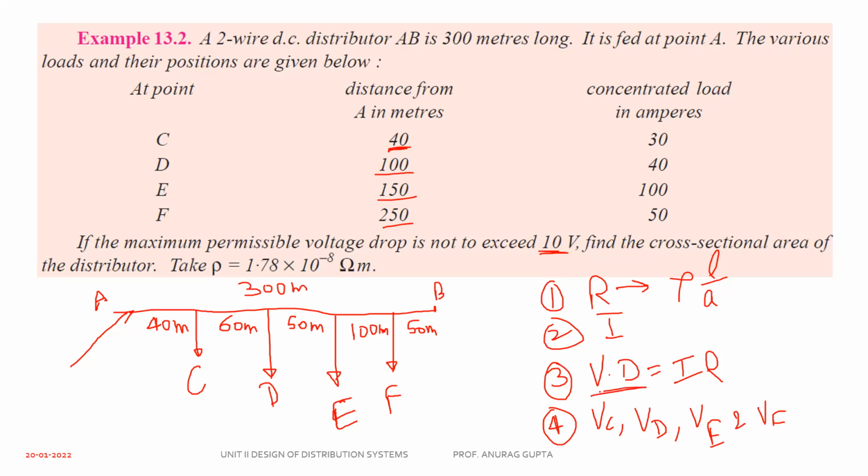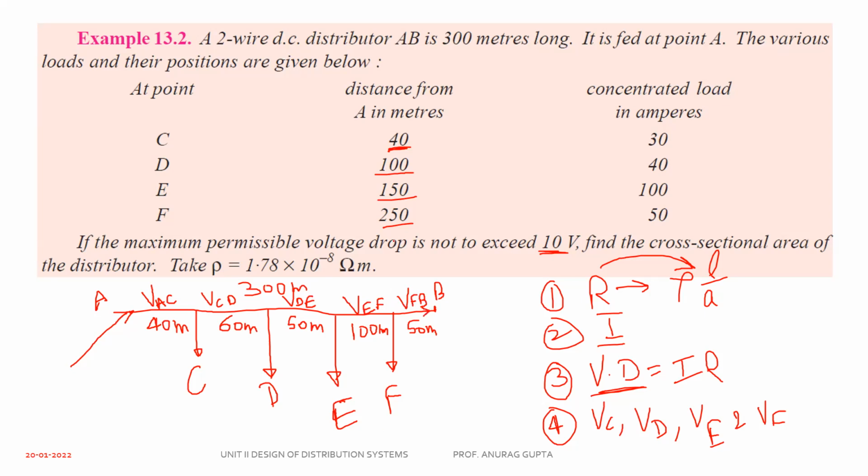Voltage drop, current and resistance have been given. So we have to find the resistance in terms of A first of all, then multiply I into R to get the voltage drop. First of all, we'll find the voltage drop of each section. First I will find VAC, the voltage drop across the AC section. Then VCD, the voltage drop at the CD section. Then VDE, the voltage drop at the DE section, and the voltage drop in the EF section. And next, the voltage drop in the FB section.